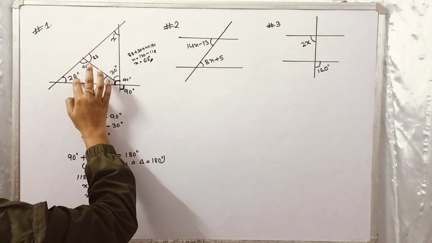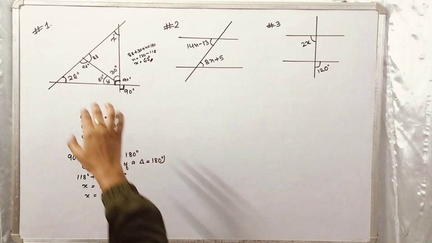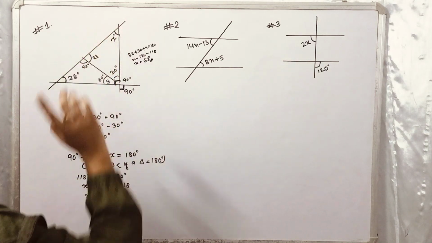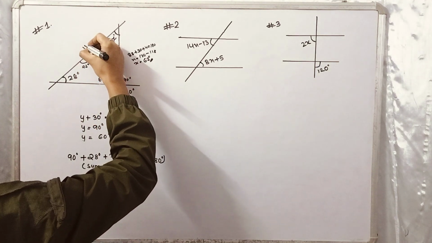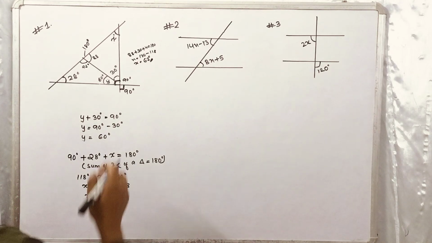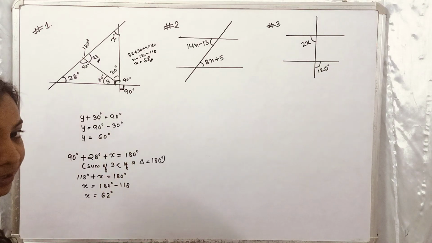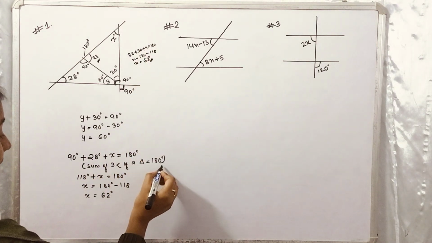So 60 plus 28 plus this remaining angle will always be equal to 180 degree. So we got 92 as this angle. Now this plus this must be equal to 180 degree. Why? Because angle of a straight line is 180 degree, or supplementary angle. So now we got this as 88. Now this plus this is equal to 180 degree. Again why? Because the sum of the three angles of a triangle is 180 degree.